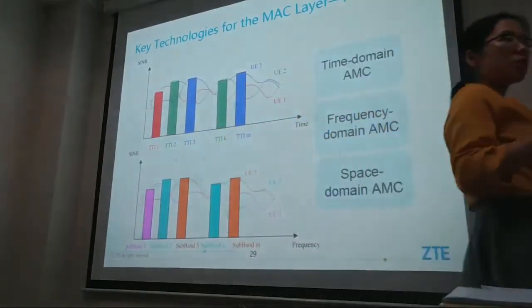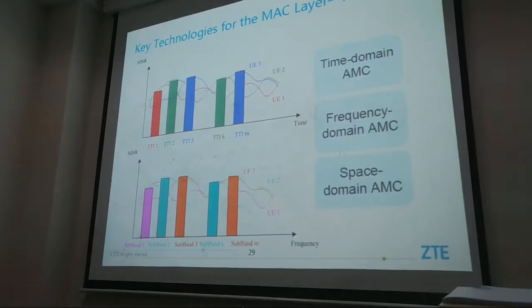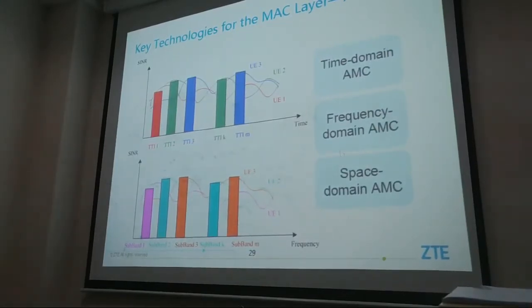That is, based on the CQI, you adjust based on which domain. If you base it on time, that is time domain. If you base it on frequency, it's frequency domain. If you base it on space, that is space domain. Yeah, it's very, very simple.